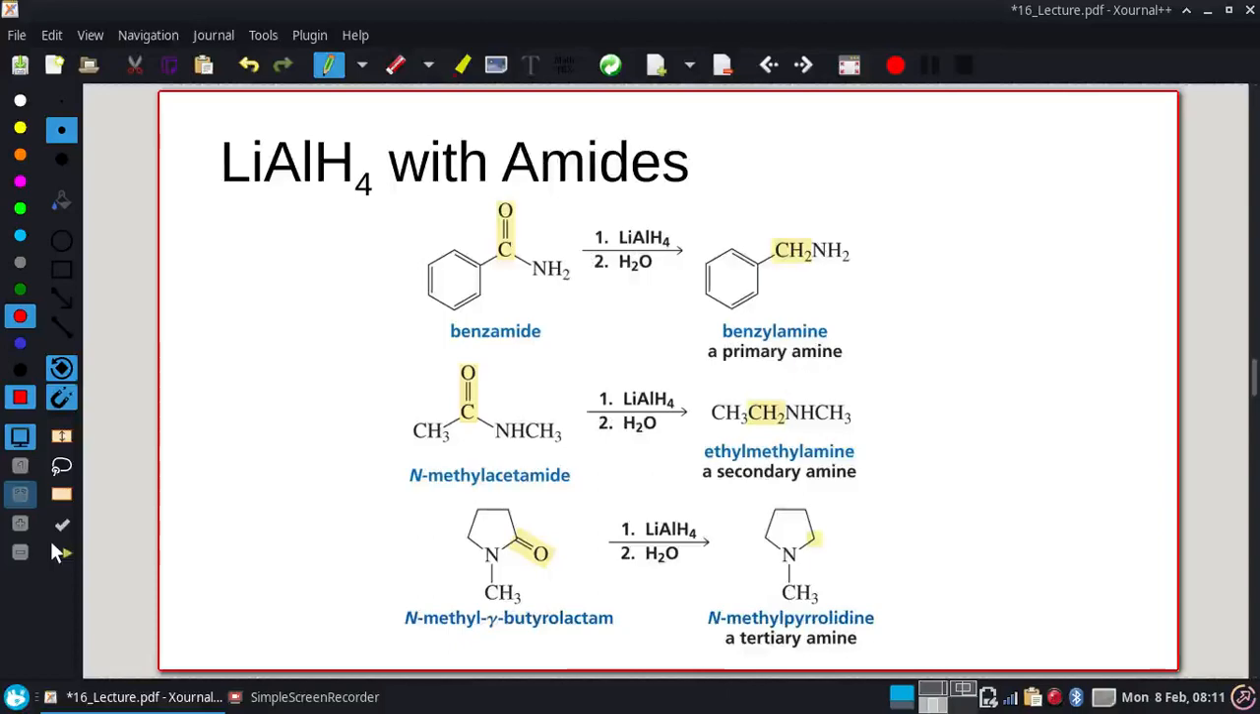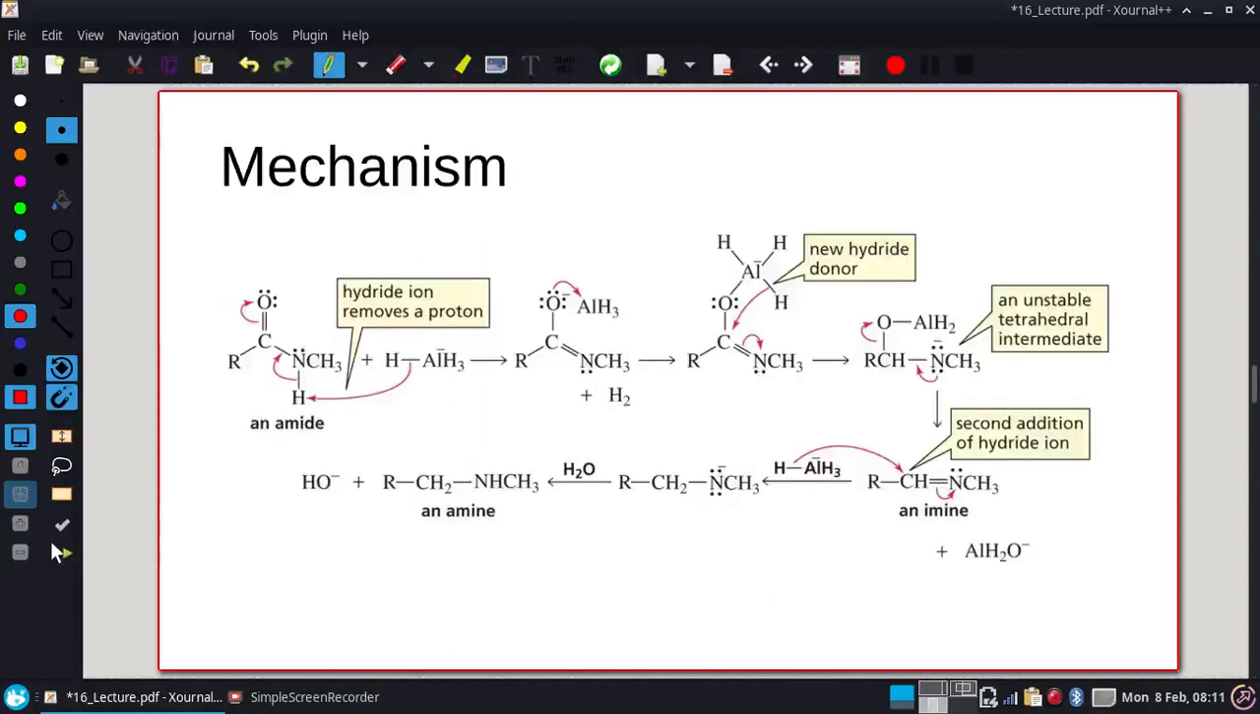Rather than an alcohol. And the mechanism for that will show you what's going on. We have a very similar thing that happens with our nucleophilic hydrogen here. It actually attacks this H and we kick off hydrogen gas. But this new imine type bond is formed.